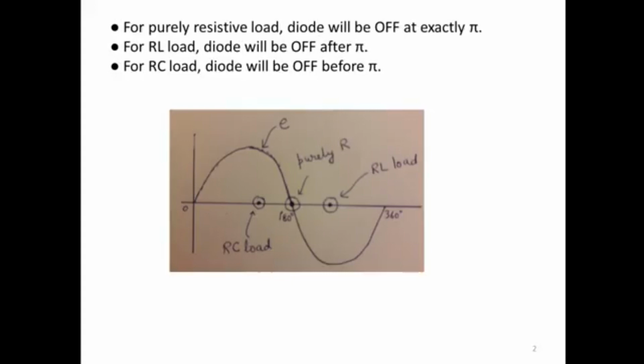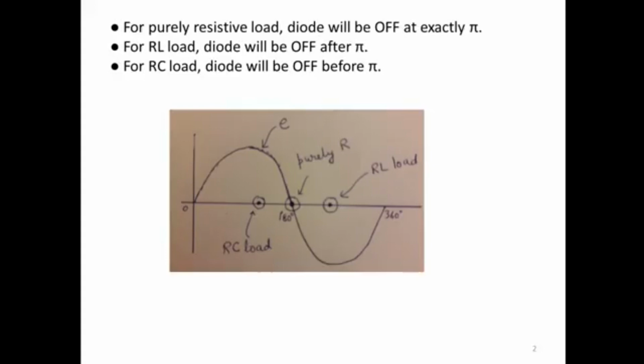Similarly, the third case, the RC load. Since in a capacitor the current leads the voltage, leads means the current will be 0 before the voltage 0 point. That is what you can see in the figure. For an RC load, the current 0 point exists before the voltage 0 point, because in the RC load, current leads the voltage.